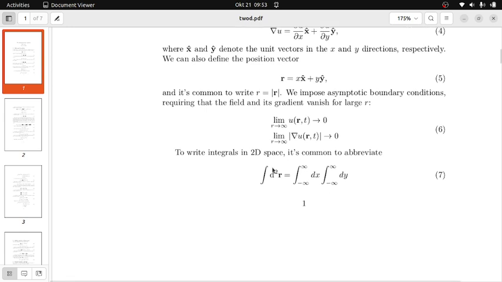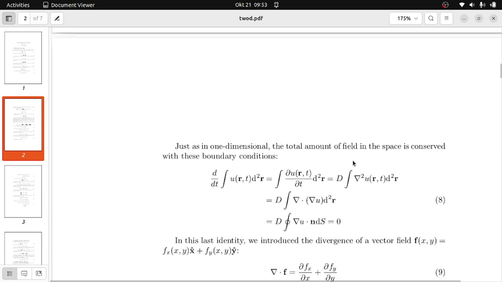And then again, a common abbreviation that we're going to use: the integral of d²r is just an integral in the x-coordinate from minus infinity to infinity times an integral in the y-coordinate from minus infinity to infinity. Alright? Cool. And then just as before in the one-dimensional case, we have the conservation of the total amount of field as the equation evolves.